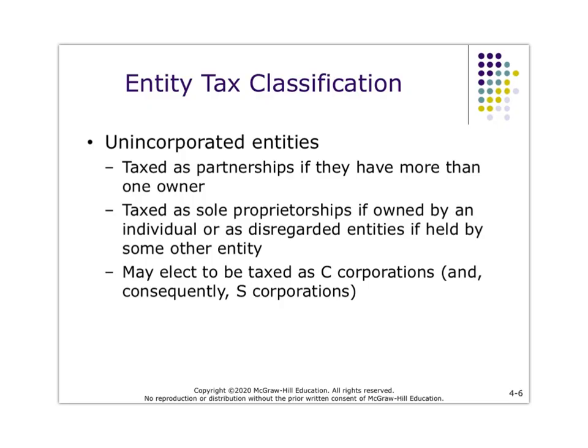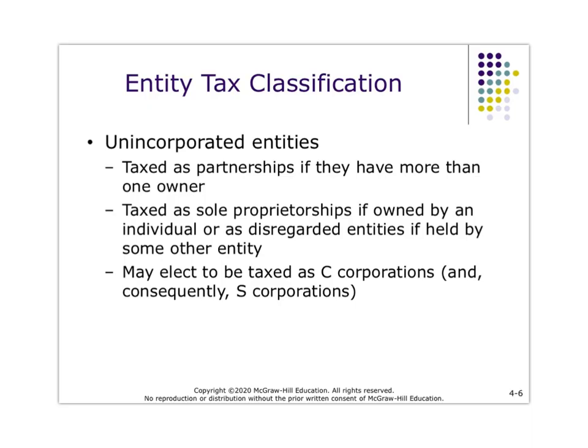So unincorporated entities are partnerships and sole proprietorships. And so they're taxed like partnerships if they have more than one owner, okay? And then they're taxed as a sole proprietorship if they're owned by an individual, or as a disregarded entity if held by some other entity. So what does that mean? That means if I, Michelle McFessel, go out and start a landscaping business just by myself, and form an LLC, it's going to be taxed like a sole proprietorship if it's just me.